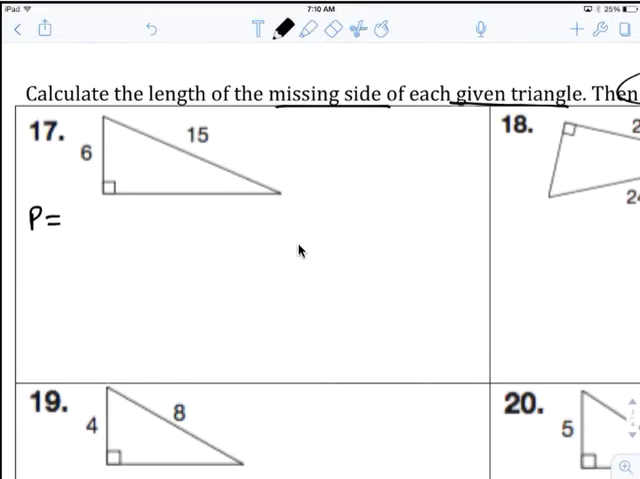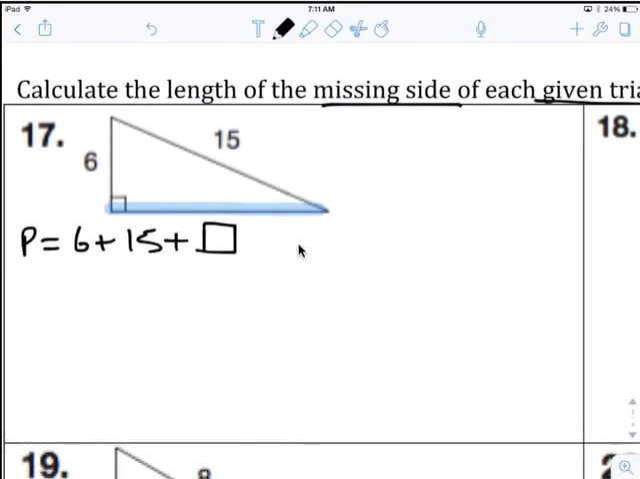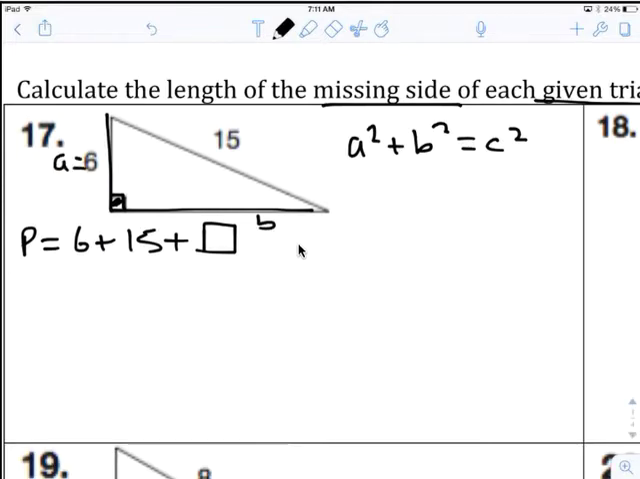Perimeter, we add all sides, 6 plus 15 plus this unknown side plus the unknown side. We have to do the Pythagorean theorem to find that unknown side. So we need to go a squared plus b squared equals to c squared. Now a and b are the length and width. A and B are called legs. They're legs because they hold up this 90 degrees. Okay, so A and B are that. And the other side of the legs is C.